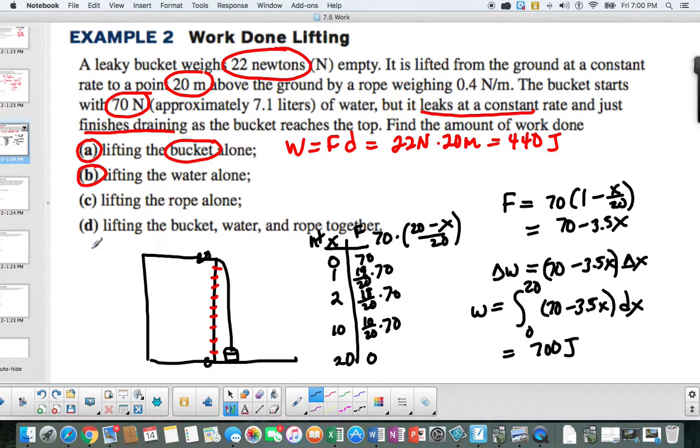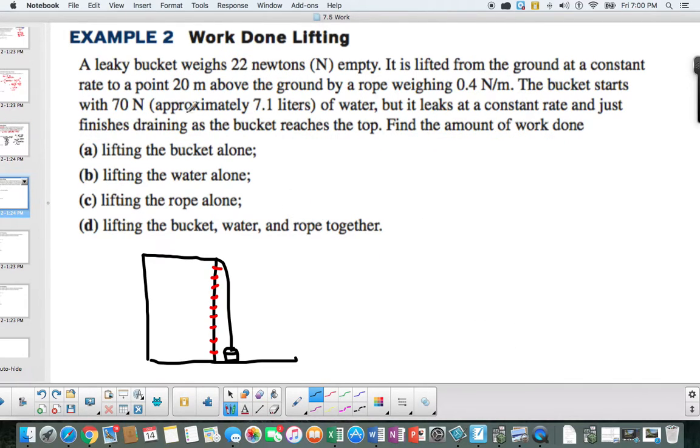Now I'm running out of room, so I'm going to go to the next screen, and I'm going to work on the rope. Now here's the rope right here, and all the way down the rope has a certain force, but the force is going to vary as the rope goes higher and higher up. We're not going to have to exert as much force. So let's see what's happening with the rope. It is 0.4 newtons per meter.